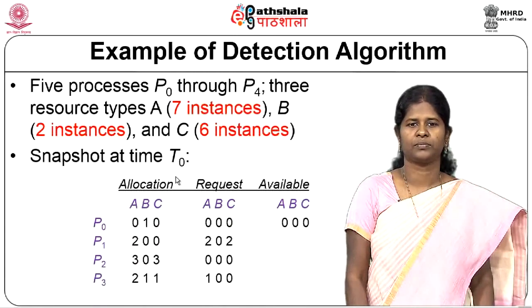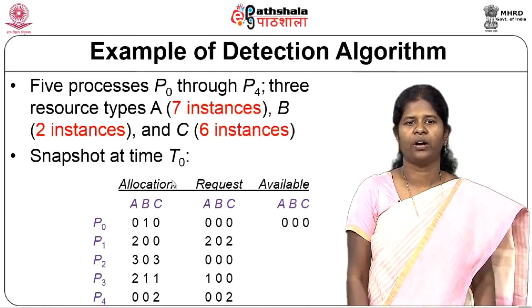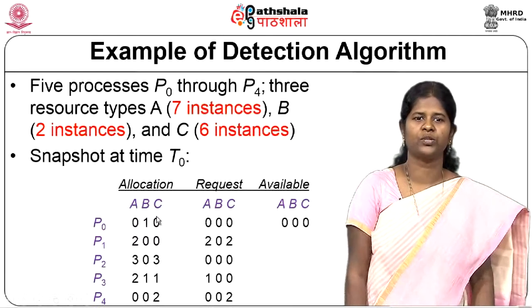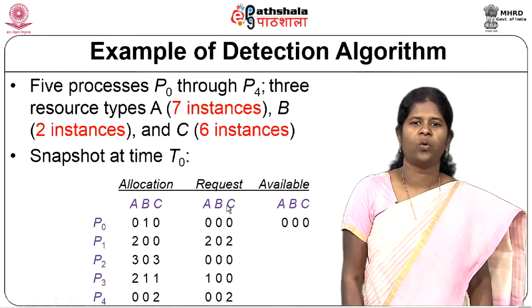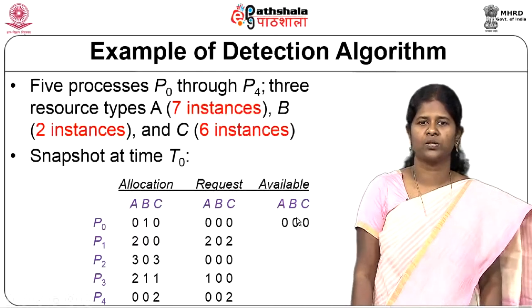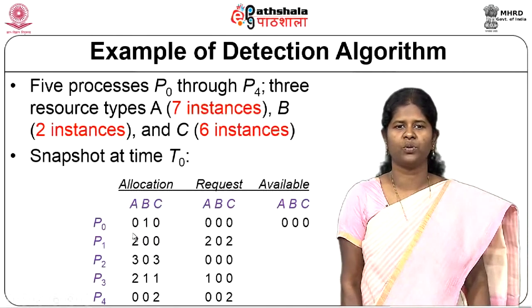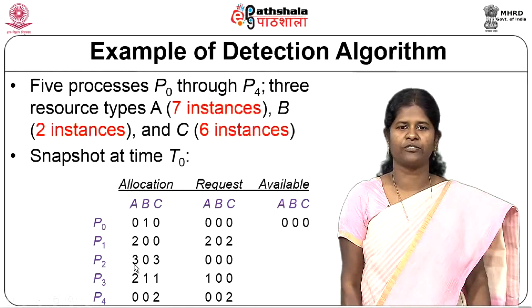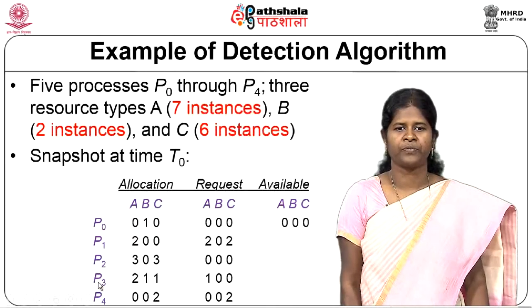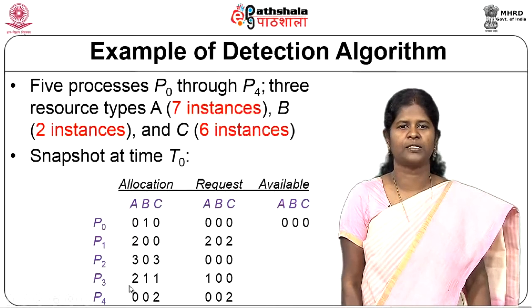You have 5 processes, and whatever is allocated currently to each of the processes is shown, and what is the current request by each of the processes is also shown, and what is currently available is also shown. So, you have 2 instances of A allocated to P1, 3 instances of A allocated to P2 and 2 of A allocated to P3, and hence you have 7 instances of A, and all the 7 instances of A are currently allocated.